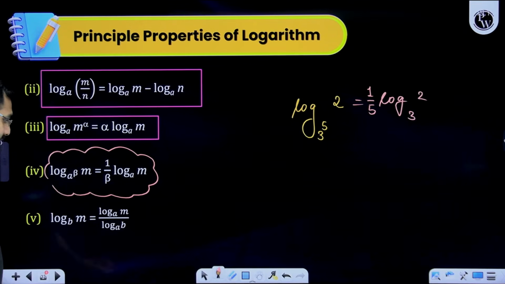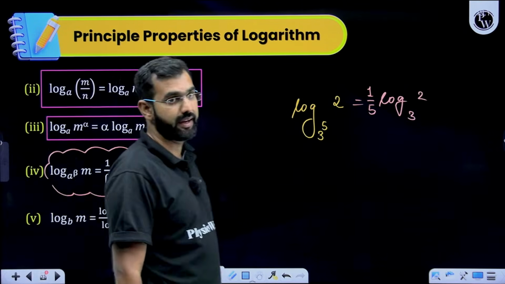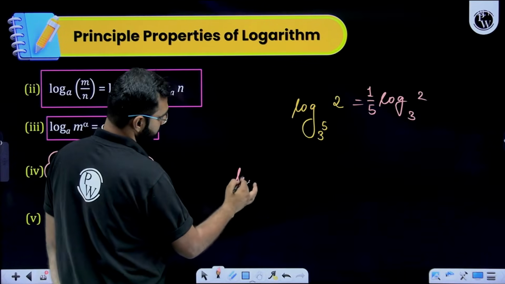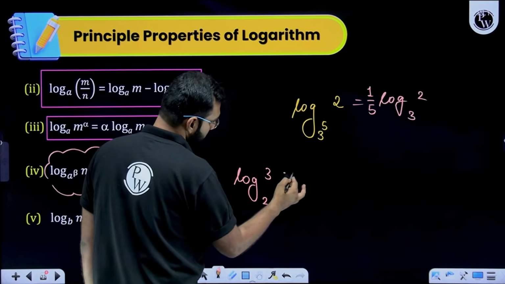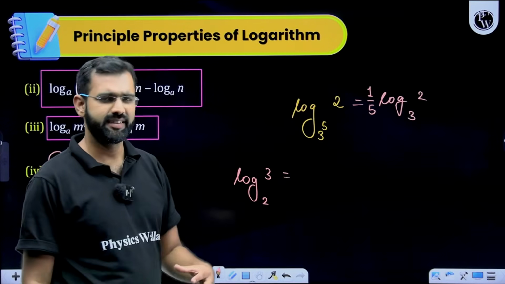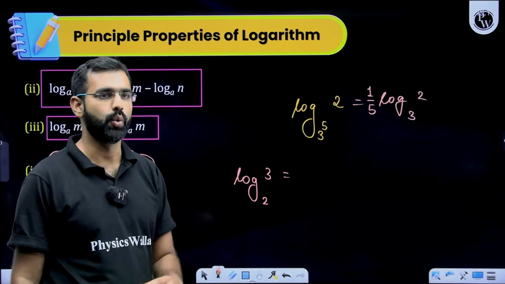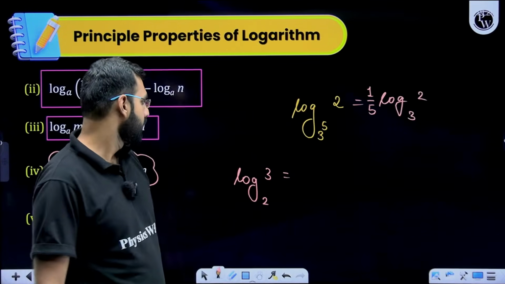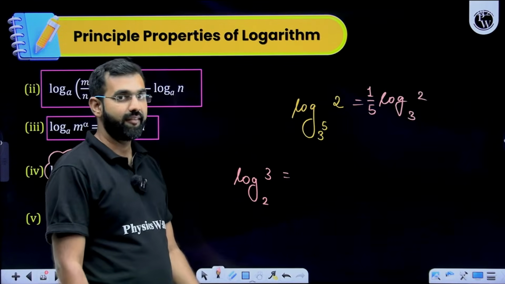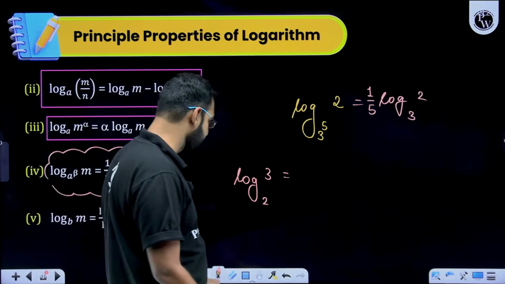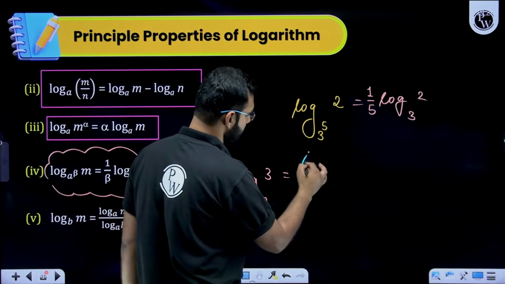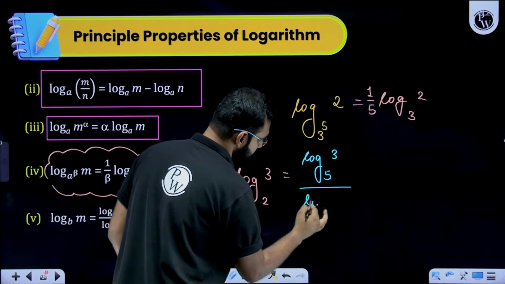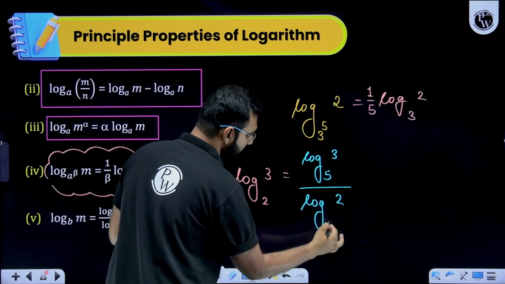Everyone? Second property. Let's say in a question I wish to have log on a different base. Let's say I'm given log 3 at base 2, but we don't want it at base 2. As per the requirement of the question, we want it on base 5, let's say. Once again, tell me which property is giving this. Log 3 base 2, let's say I wish to have it at base 5. So the basic standard property says you take this log 3 at base 5, then divide this by log 2 at base 5.